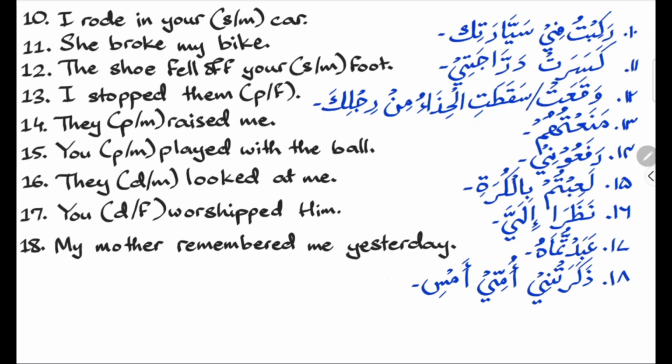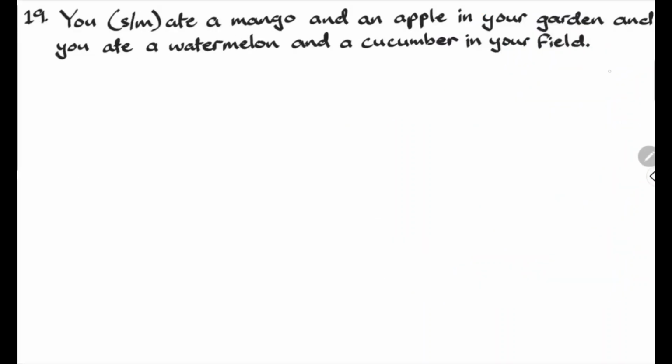Now let's translate one last sentence. Number 19. You, singular male, ate a mango and an apple in your garden, and you ate a watermelon and a cucumber in your field. Here the fi'l in the first sentence is eat. Eat in Arabic is akala. Bring akala on the wazn of you, singular male, which is wahid mudhakkar hadir, fa'alta, and you get akalta. So akalta, a mango and an apple.